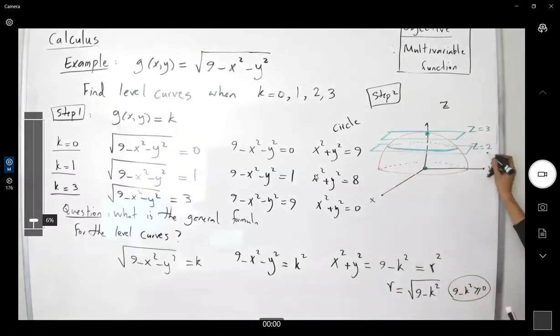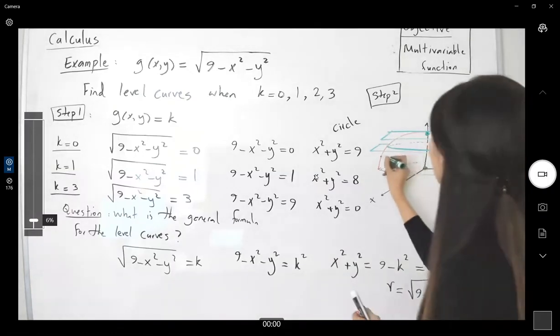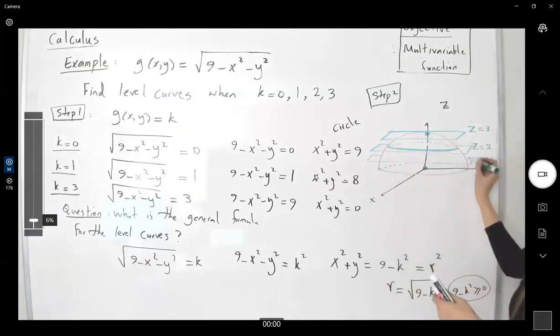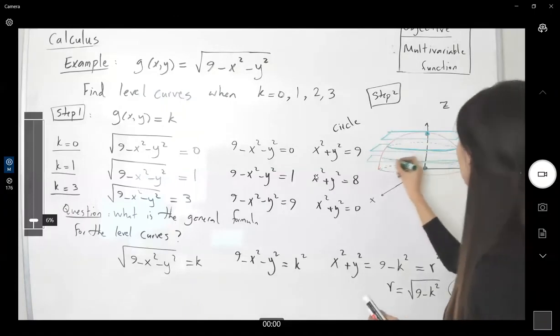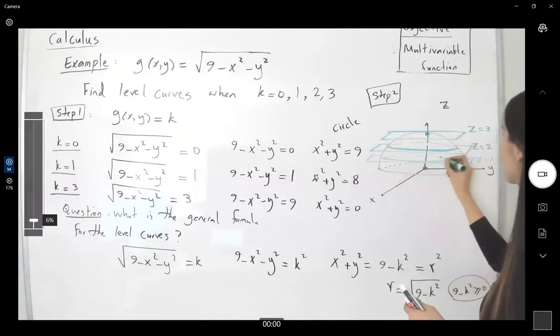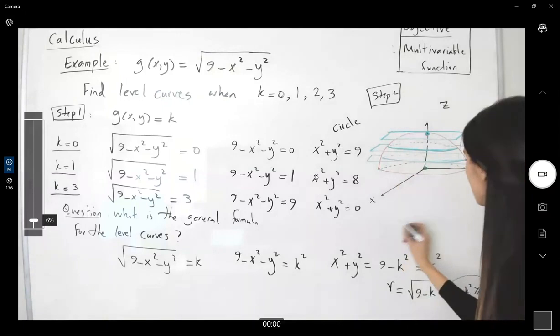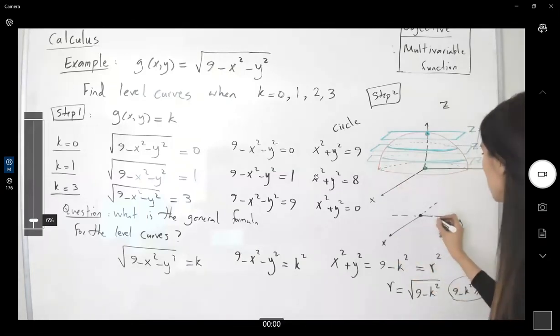If z is equal to 1, you get another plane. This is what you learned in elementary calculus. These are equations of planes. And then the intersection between this plane and the surface is going to be another circle. And then the projection onto the xy plane are those circles. This is your x, and this is your y. And these are your circles, concentric circles.